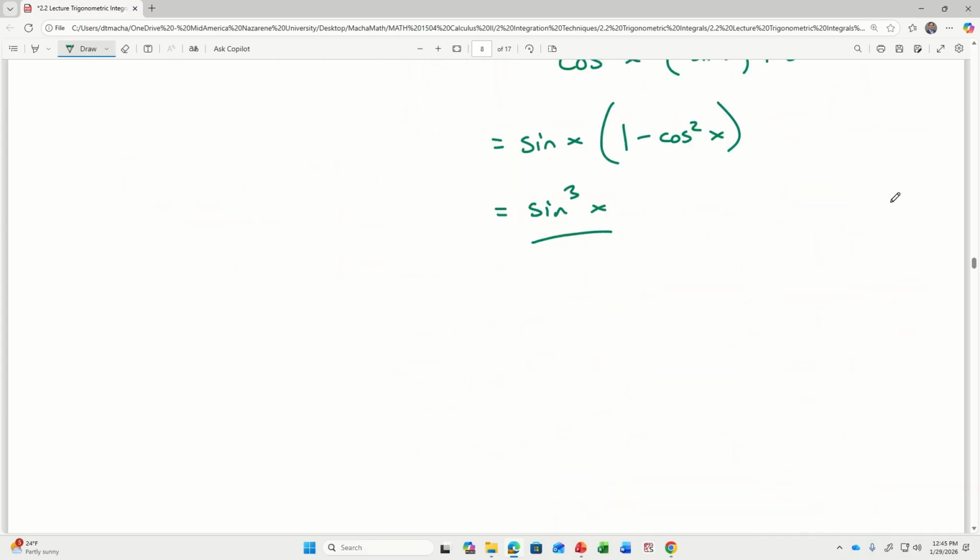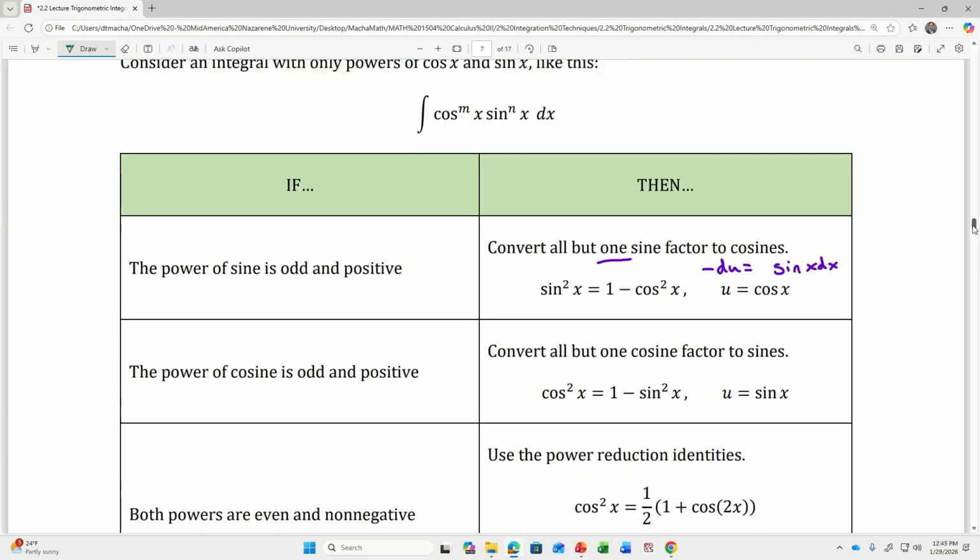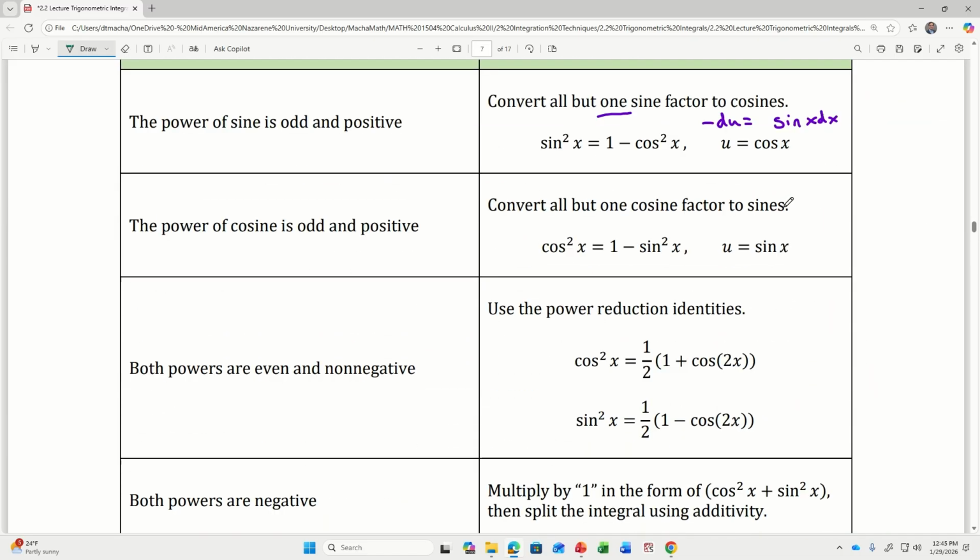All good. The next thing in my big table is what happens if the power of sine is not odd and positive, right? That would always work if sine was odd and positive, but what if it's not? What if sine has an even power? What if sine is to the power 0? What if sine is to the power -1, -2?